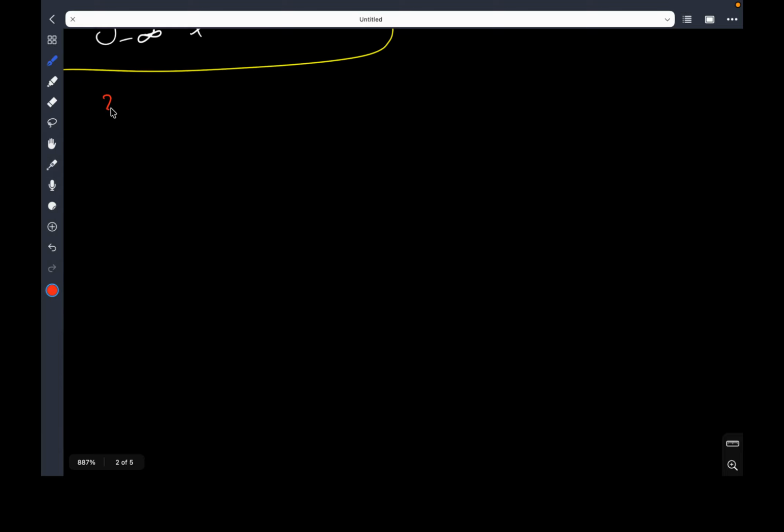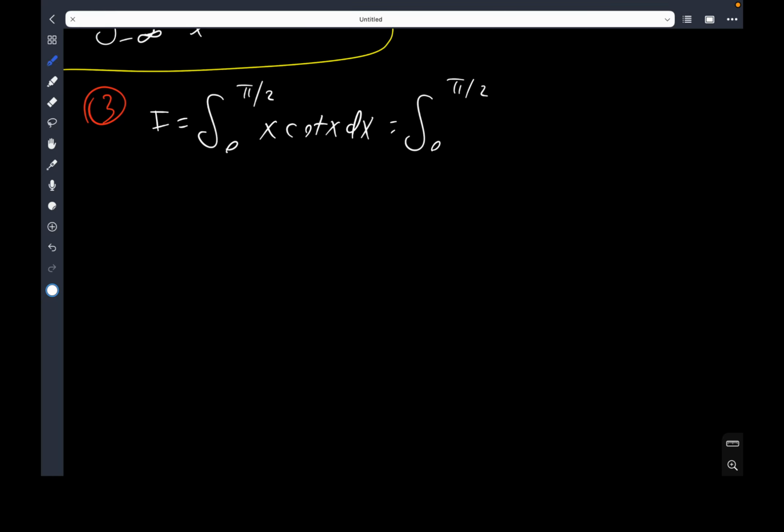This was a question from Berkeley's math competition, and that is the integral from 0 to pi over 2 of x cotangent x dx, or the integral from 0 to pi over 2 of x over tan x dx.